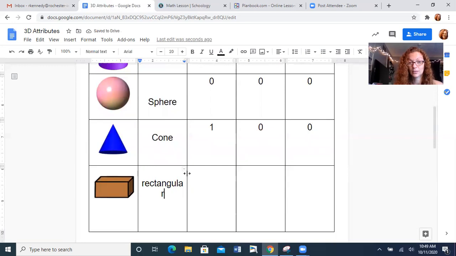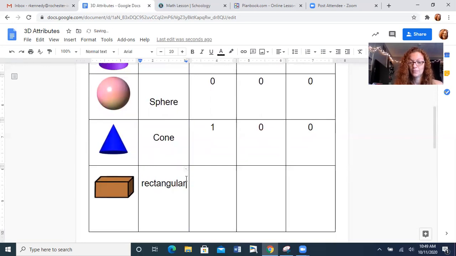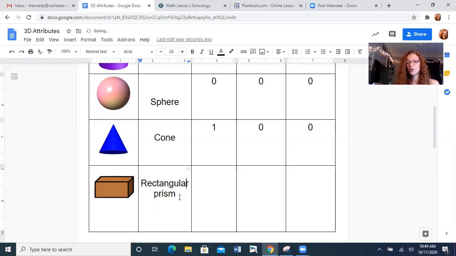Rectangular, let's extend that, prism. Rectangular prism. Looks a lot like a box, which is the shape of a box. It's a rectangular prism. Yeah, like a tissue box. It is a perfect rectangular prism. Now I have this nice wooden box that I'm borrowing from my daughter because I want to figure out how many faces or flat parts a rectangular prism has.